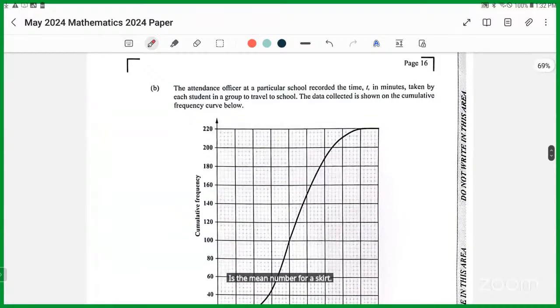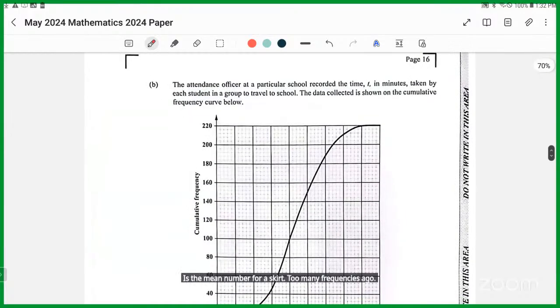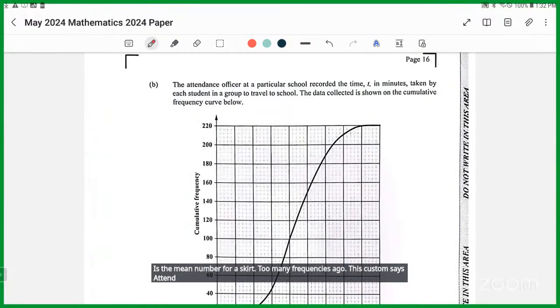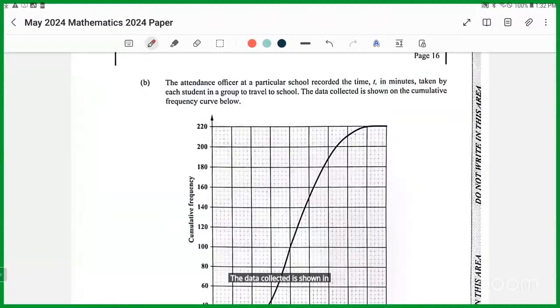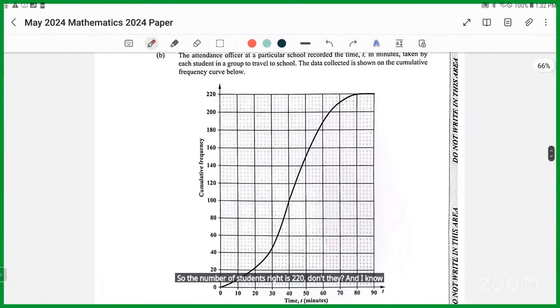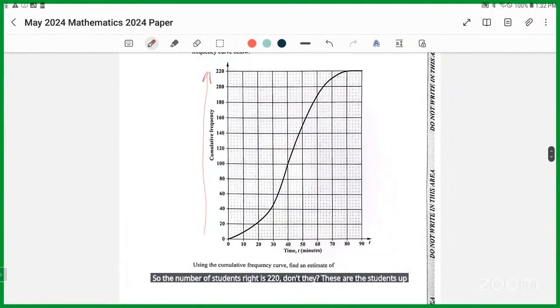All right, cumulative frequency graph now. This question says, the attendance officer at a particular school recorded the time in minutes taken by each student in a group to travel to school. The data collected is shown in the cumulative frequency curve below. So the number of students right here is 220. Remember now, these are the students up here. This is the time that they travel to school.